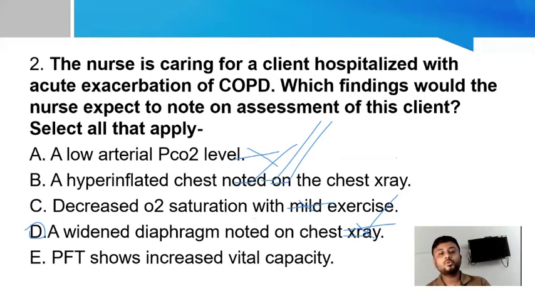So by this we can consider option D was the wrong option. And the last one is PFT shows increased vital capacity. I already told that in case of a COPD patient, vital capacity will decrease. That means the oxygen saturation in the body will decrease. By this we can tell that the PCO2 level will increase.